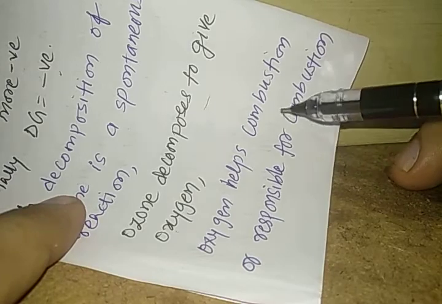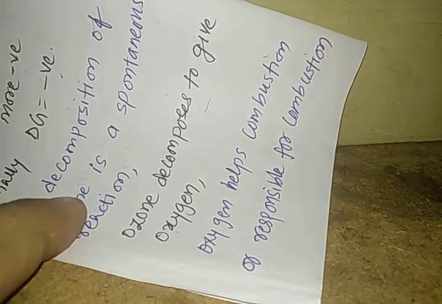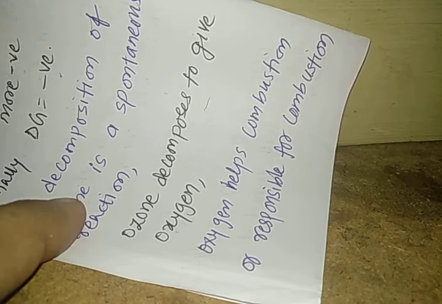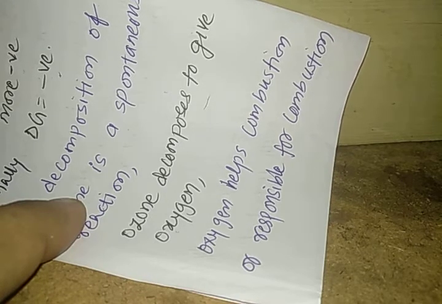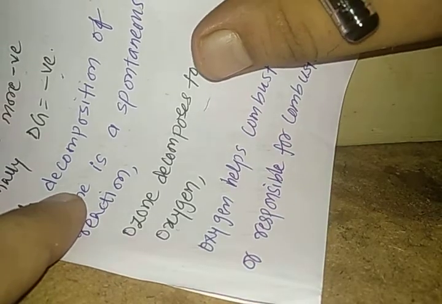helps combustion or is responsible for combustion. Oxygen combines with the materials available around and combusts them and produces their oxides. This way, oxygen makes the combustion of other substances.